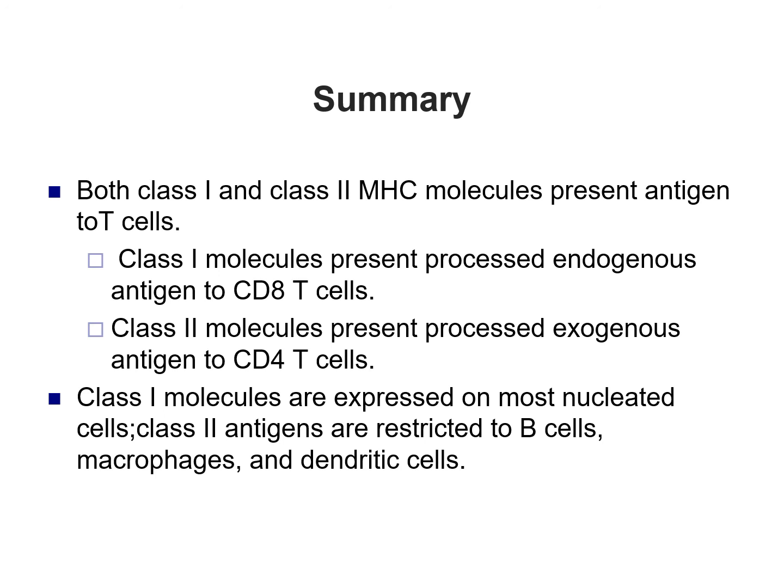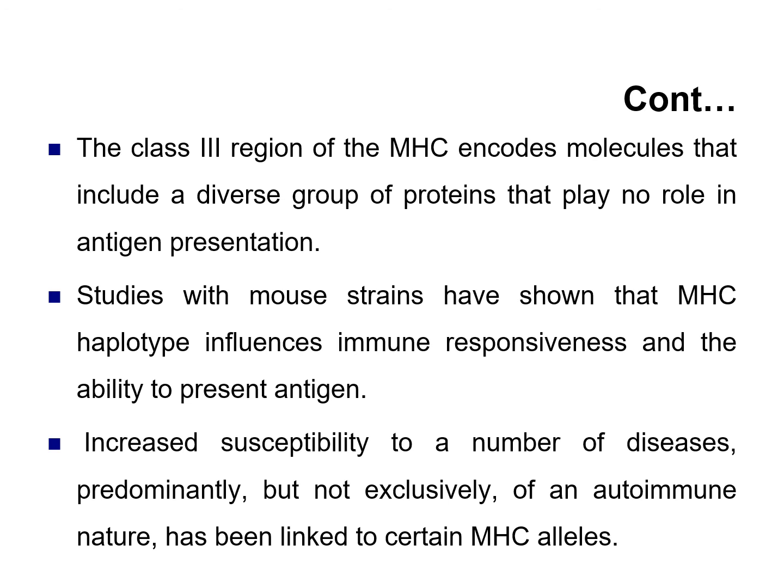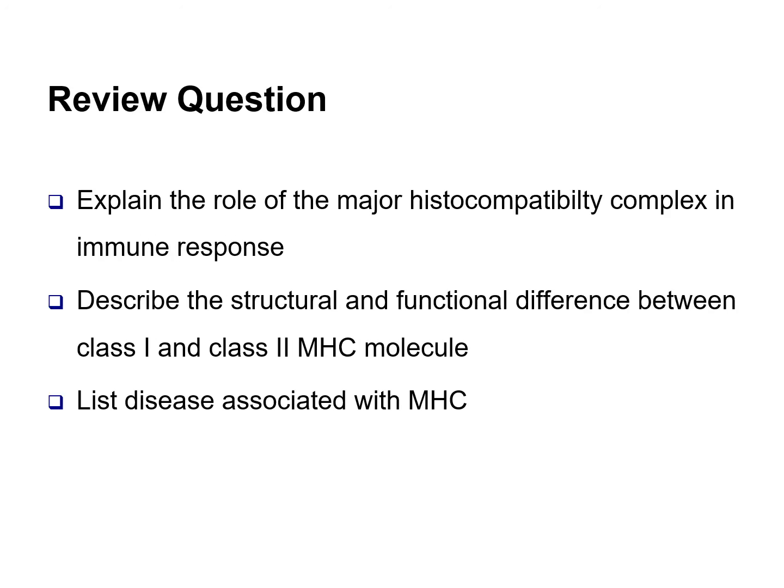So they are found, again, in nucleated cells for class 1 and found in antigen presenting cells like B cells, macrophages, dendritic cells, and thymic cells. Right, so that would be the important information. So they also encode for molecules that play no role in actual antigen presentation, class 3 molecules. Right, so some studies have shown that the haplotype, so half of the genes, can influence the responsiveness or the ability to present the antigen. Another one is susceptibility to certain diseases are linked to these alleles, certain alleles. Okay, so that would be the second presentation for today, the major histocompatibility complex. Okay.